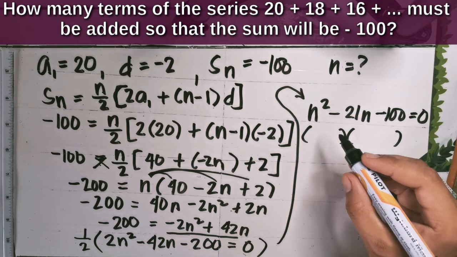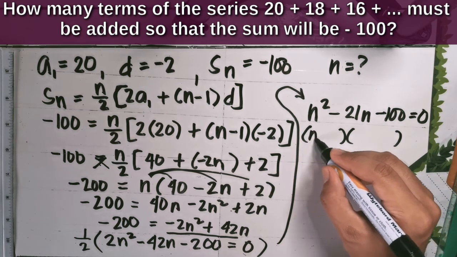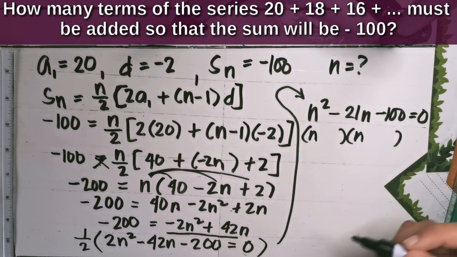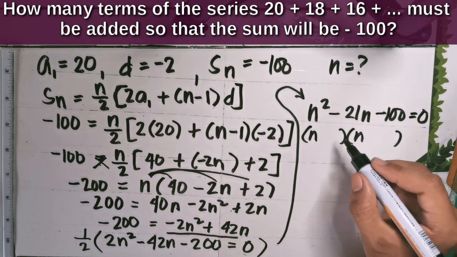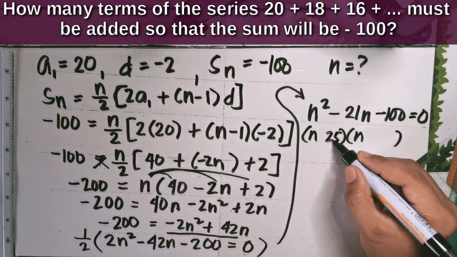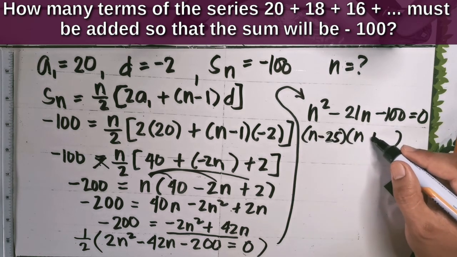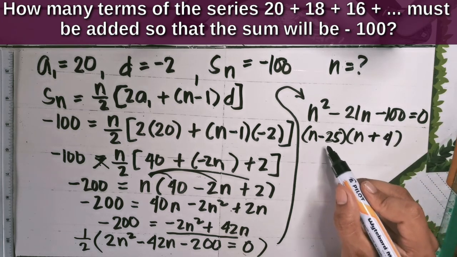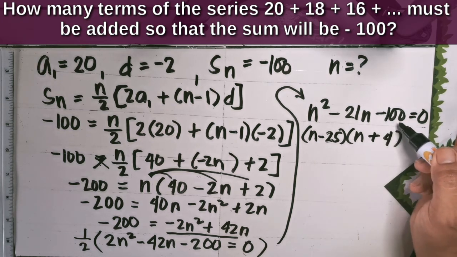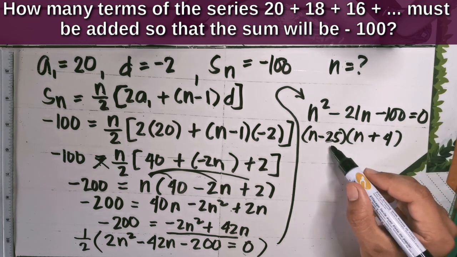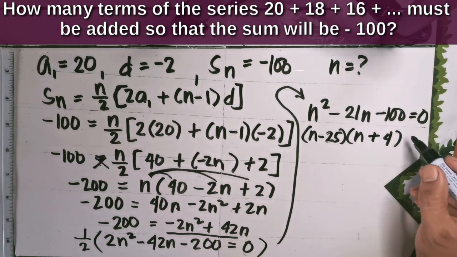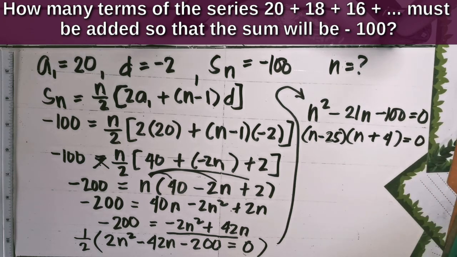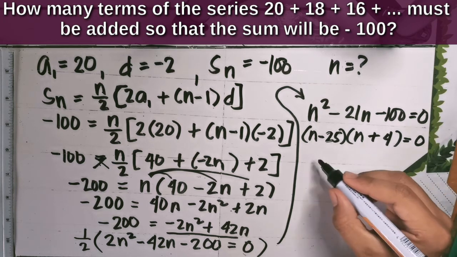So the factors of n squared are n times n. And the factors of negative 100 na ang sum ay negative 21 ay negative 25 at positive 4. Bakit? Negative 25 times 4 is negative 100. Negative 25 plus 4 ay negative 21. So, meaning to say, this is the factored form of this given equation. Now, let us solve for n.